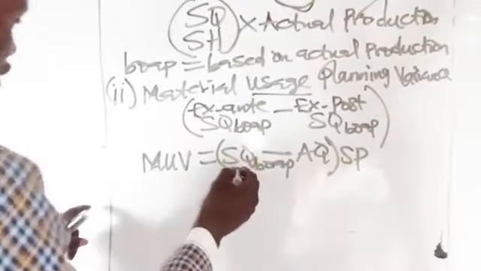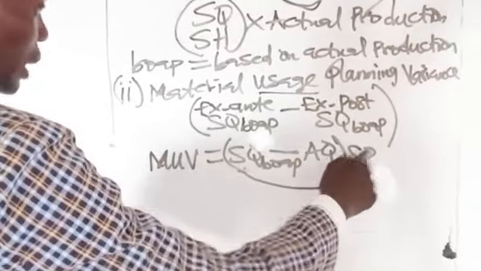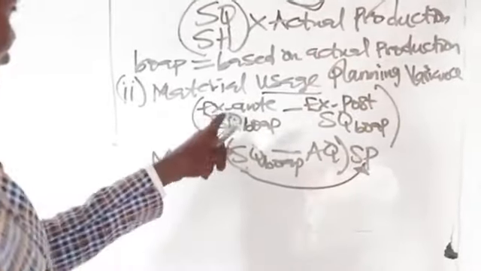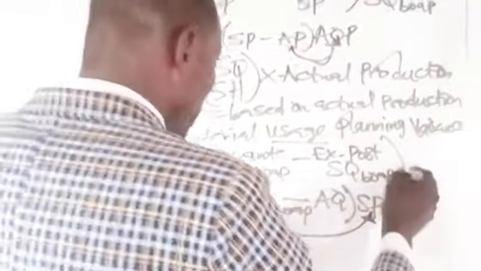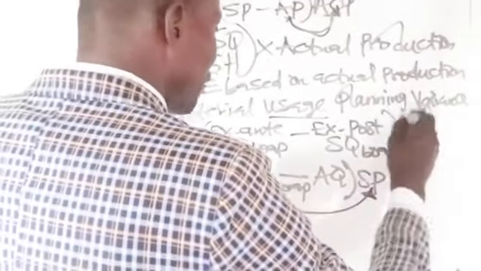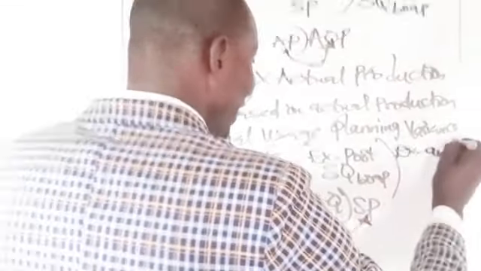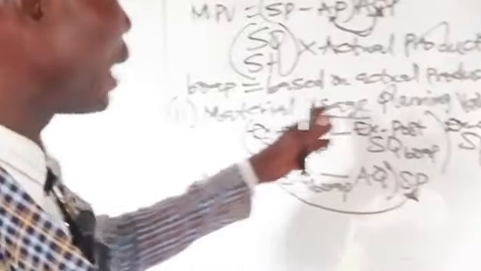So it is a quantity variance. It is what you have here that determines the weight. What you have here in this variance is ex ante, so the weight is the ex ante standard price. That is the formula for calculating the material usage planning variance.